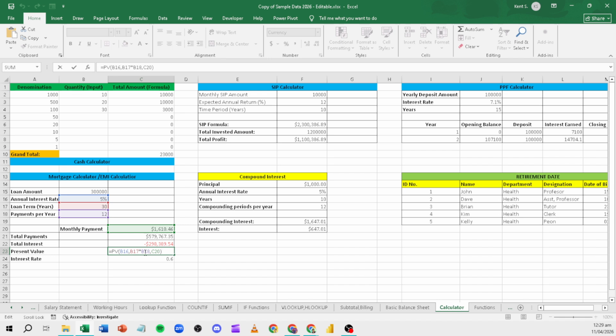To recap the arguments you're using, rate is the interest rate per period, not per year. NPER is the total number of payment periods, and PMT is the payment made each period, entered as a negative for outflows. If your payments happen monthly, keep rate and NPER monthly too. Consistency is key. With that, you've built a practical EMI calculator and learned how to compute present value, all in Excel. Adjust the inputs anytime to compare scenarios and make smarter decisions.